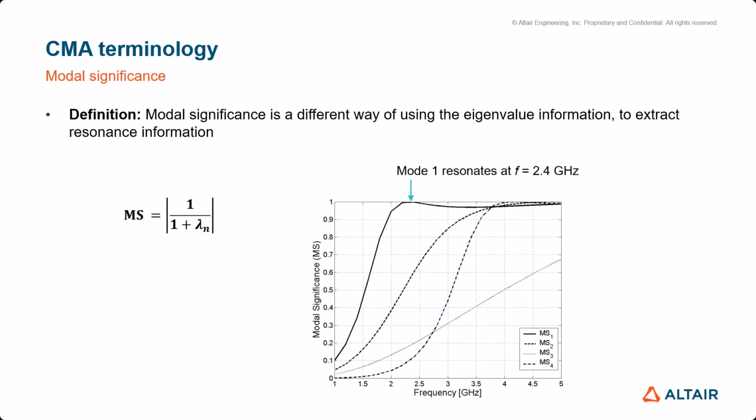Another useful value extracted from the eigenvalue is the modal significance. Here you can see how that is derived. The modal significance is a different way of visualizing the characteristic mode analysis result. And for the modal significance specifically, a value of 1 would indicate resonance. This would be in the case of a lossless structure. If there are some losses included, that value won't reach a value of 1. Here again, we see that for mode 1, the modal significance peaks at 1 at around 2.4 gigahertz.